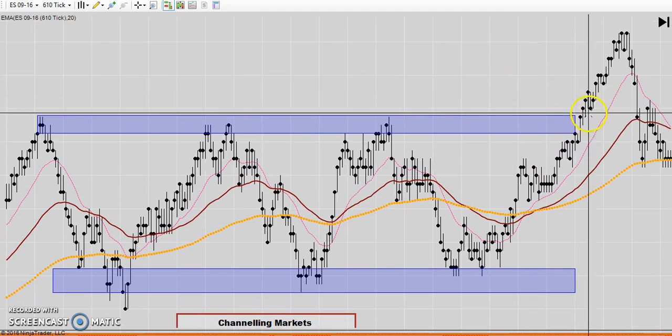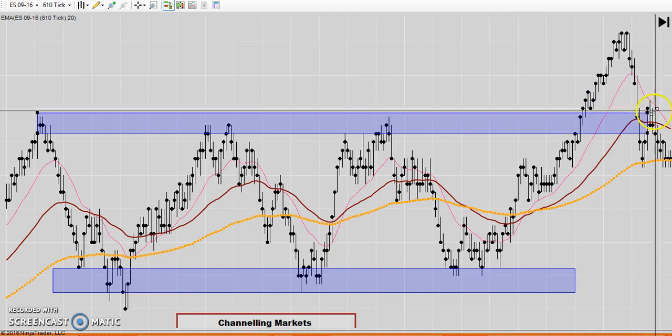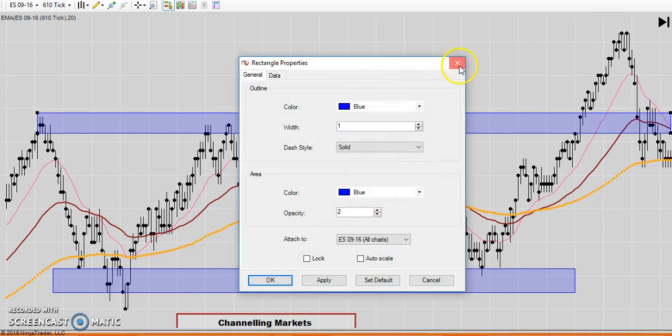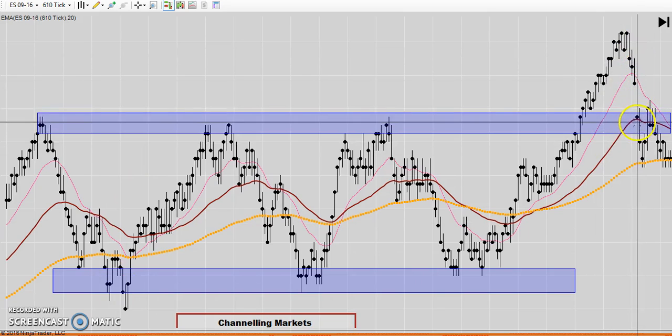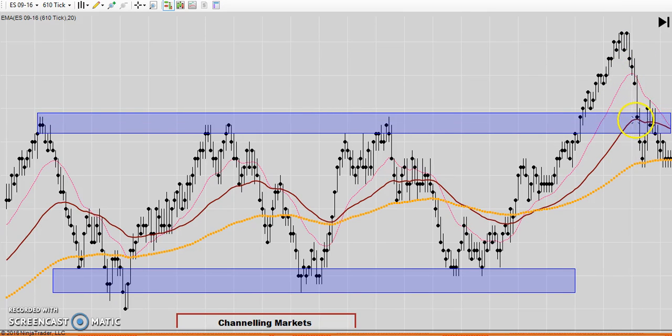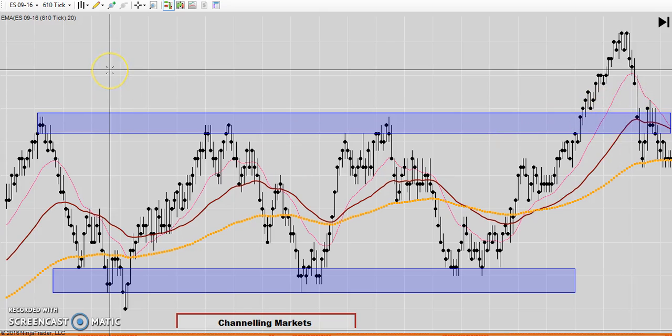And look what happens here. This is what we have as a very significant break. And this is where I would now start to look for an entry, if everything is to my green lights and to my entry strategy points.